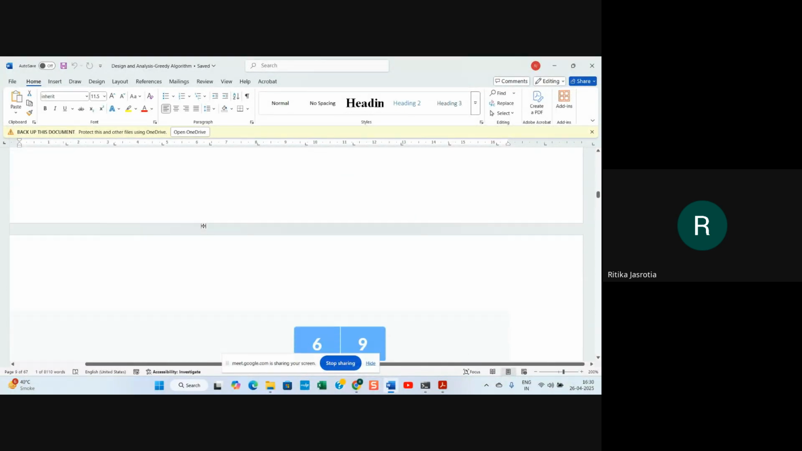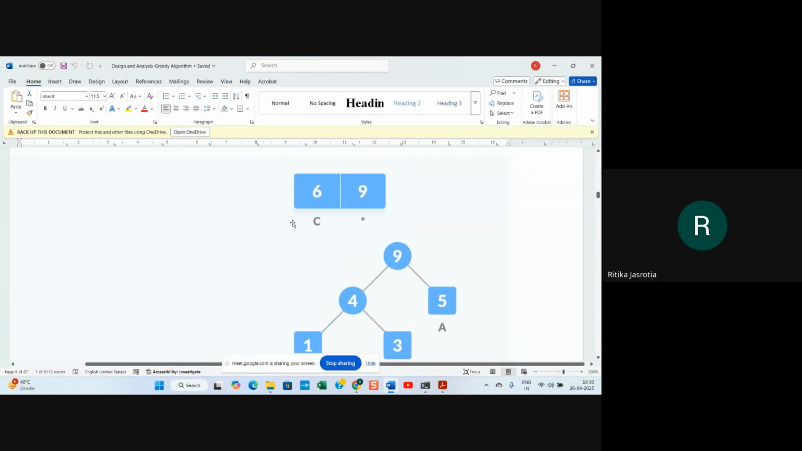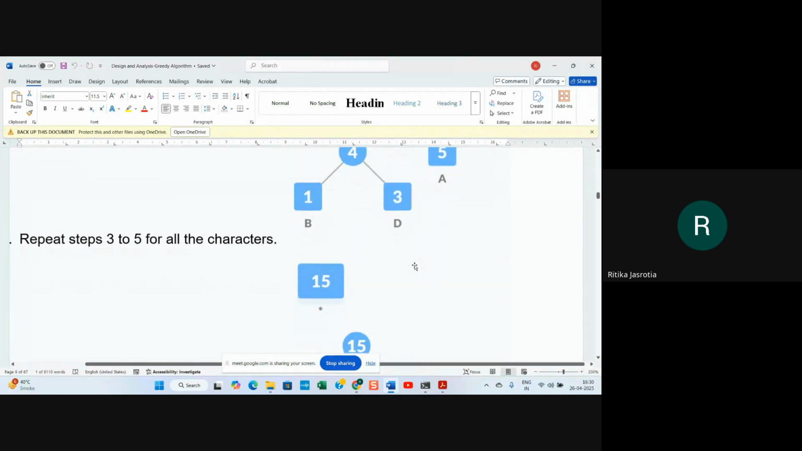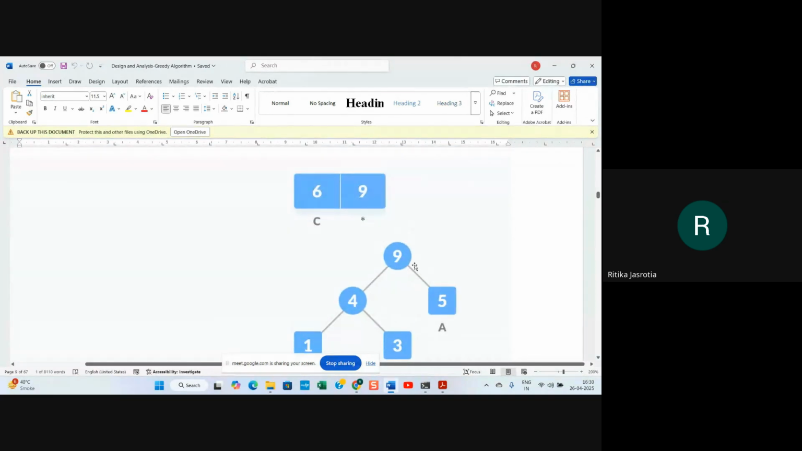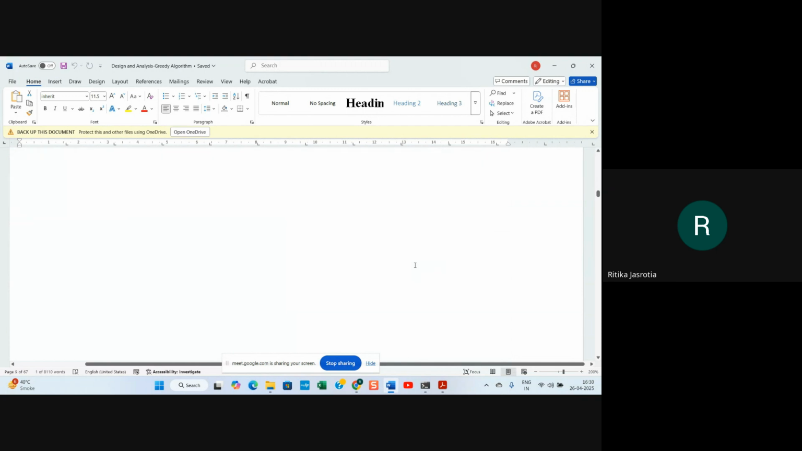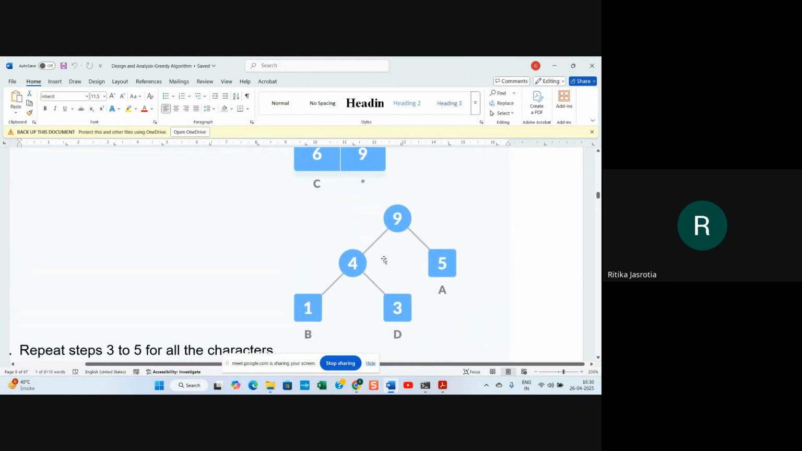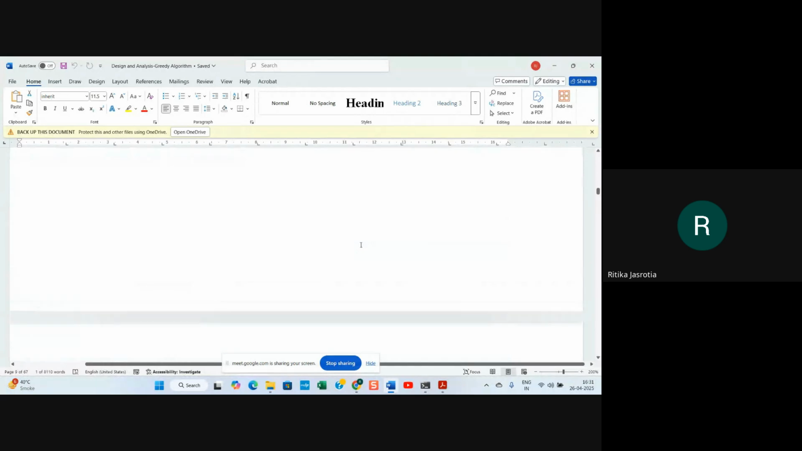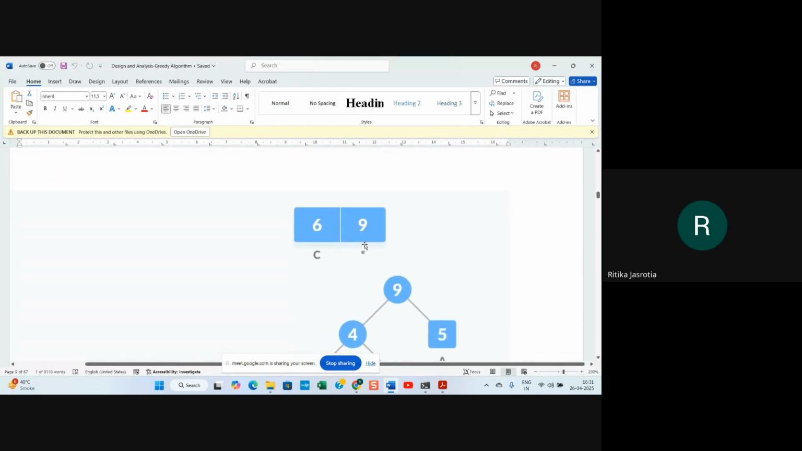Now again we will insert Z into the tree. So again we will see which one we will keep at the right and which one at the left. We are left with 5 and 6 now. So repeat steps 3 to 5 for all characters. Now if we see here, 6 and 5 are there, and how they have kept this 6 and 5.